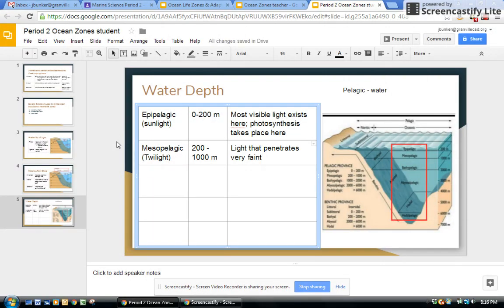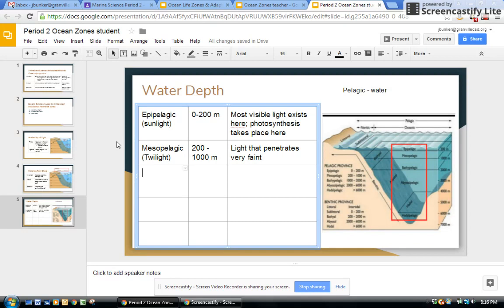This is where you're going to see temperature changing rapidly, that thermocline that we talked about yesterday. We do start to see organisms making their own light in this zone. That's called bioluminescence, organisms that make their own light. We would start to see that here in the mesopelagic.